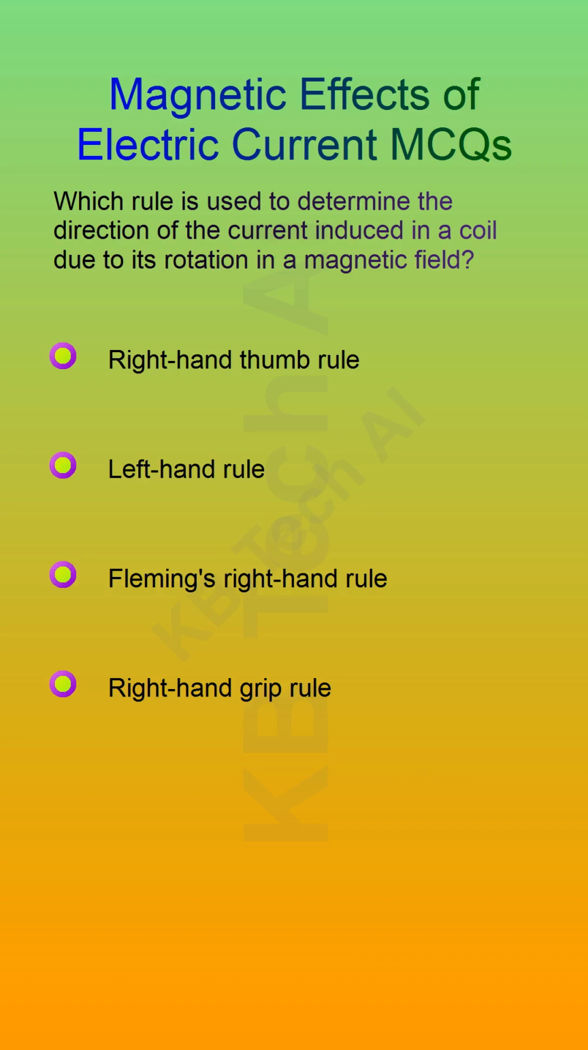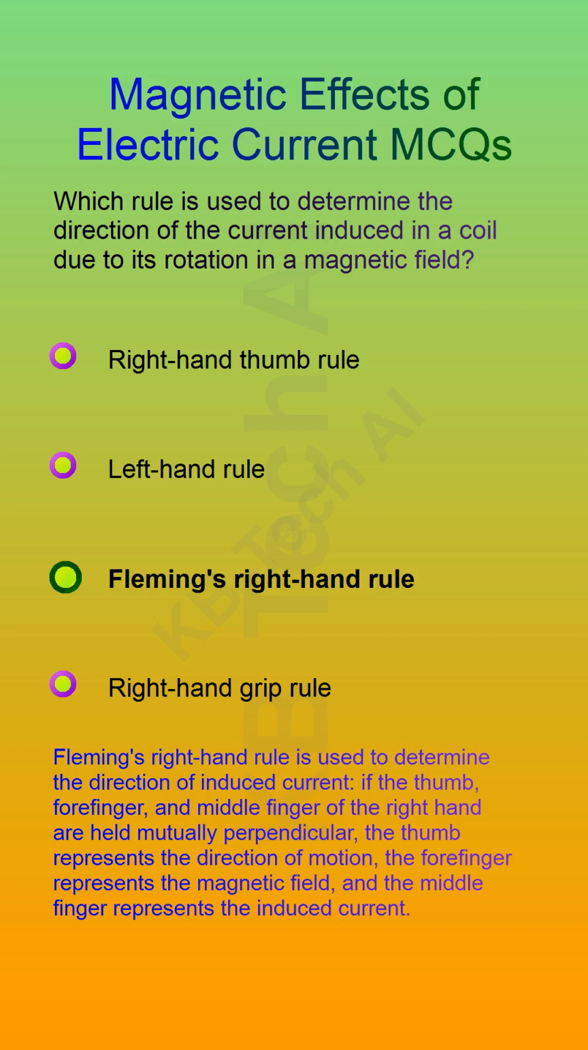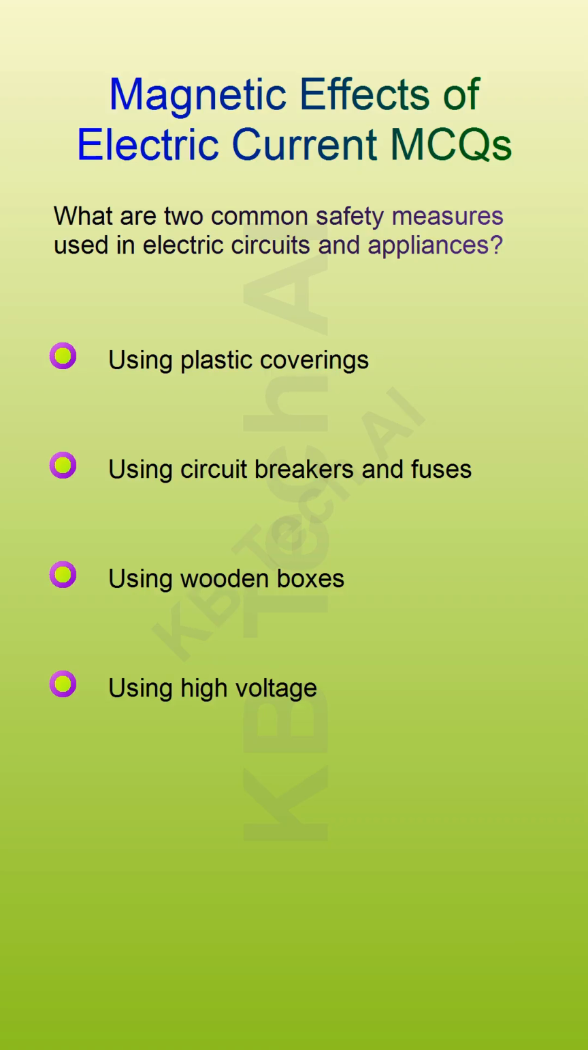Which rule is used to determine the direction of the current induced in a coil due to its rotation in a magnetic field? Option 1, right-hand thumb rule. Option 2, left-hand rule. Option 3, Fleming's right-hand rule. Option 4, right-hand grip rule. The answer is, option 3, Fleming's right-hand rule.